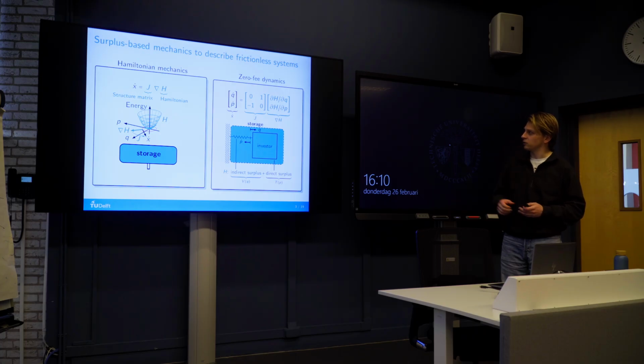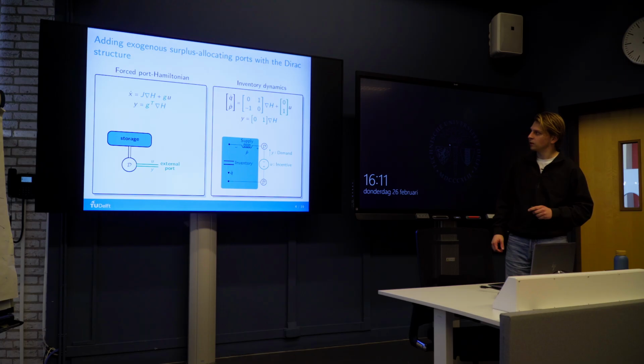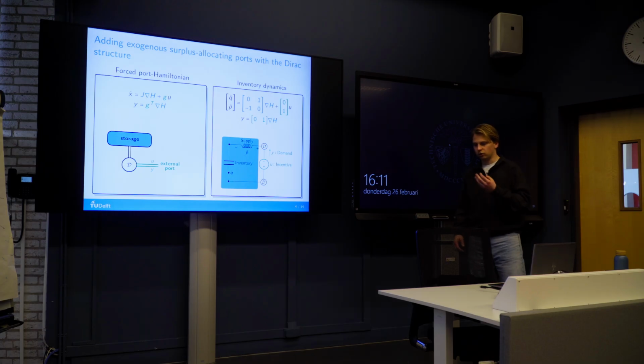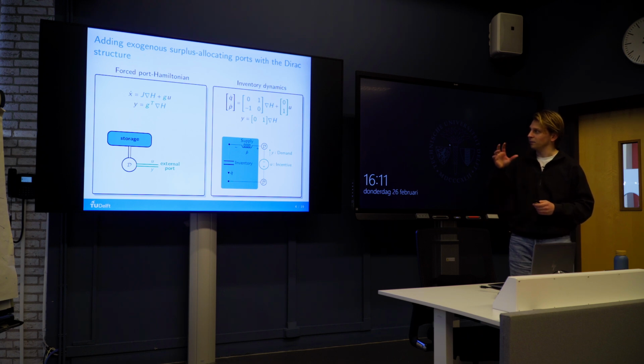Then our J matrix has this really simple form, this 1, 0, minus 1, 0 form, and we can always choose variables such that we have this easy form. Okay, so now we can describe frictionless systems, but we can also add some exogenous ports, so some exogenous surplus allocating ports.